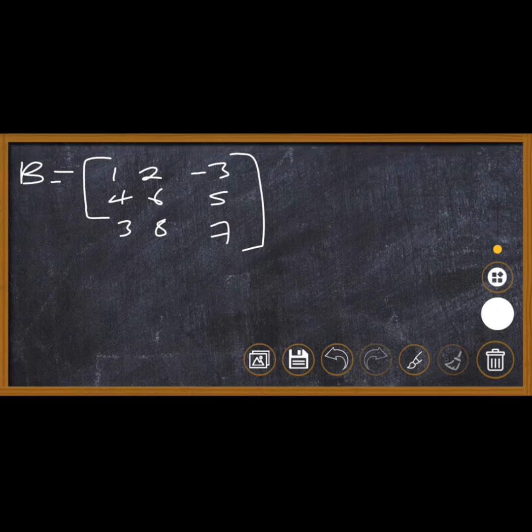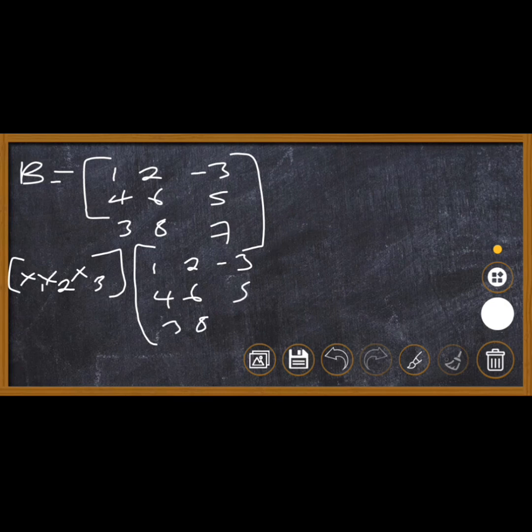So how do you think we should go about this one? To express this, firstly we have to write into the standard form. So the unknown values here will be what? Will be x1, x2, and then also x3. Okay, and then we have the given matrix, that is 1, 2, negative 3, 4, 6, 5, 3, 8, and then 7 here. Then also write the unknown values in column, that is x1, x2, and also x3.